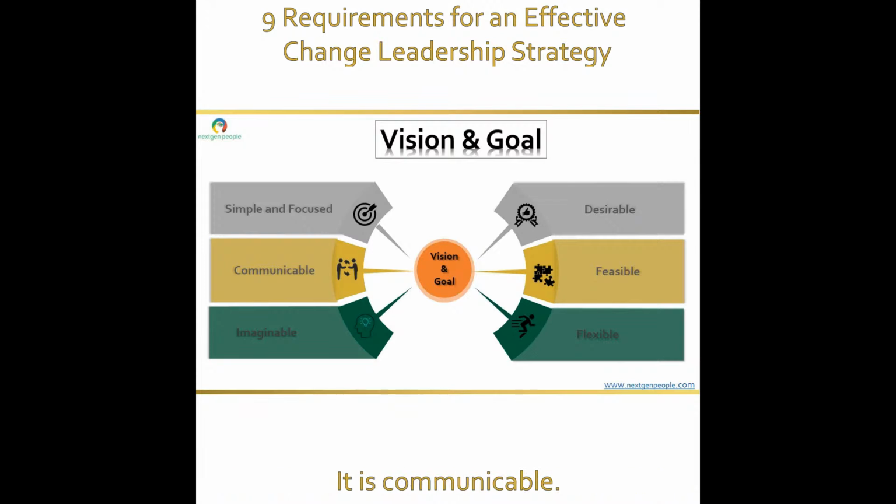It is communicable. That means it's able to be communicated to others in a way that they easily understand. It is imaginable. It's a believable idea is what that means. If you cannot get others to believe in that idea, then how are you going to get them to participate in it, to support and contribute to it? It takes more than one person to make an organizational transformation happen. And it is desirable. That means that people see what's in it for the organization, and hopefully they see what's in it for them. They can see the benefits.